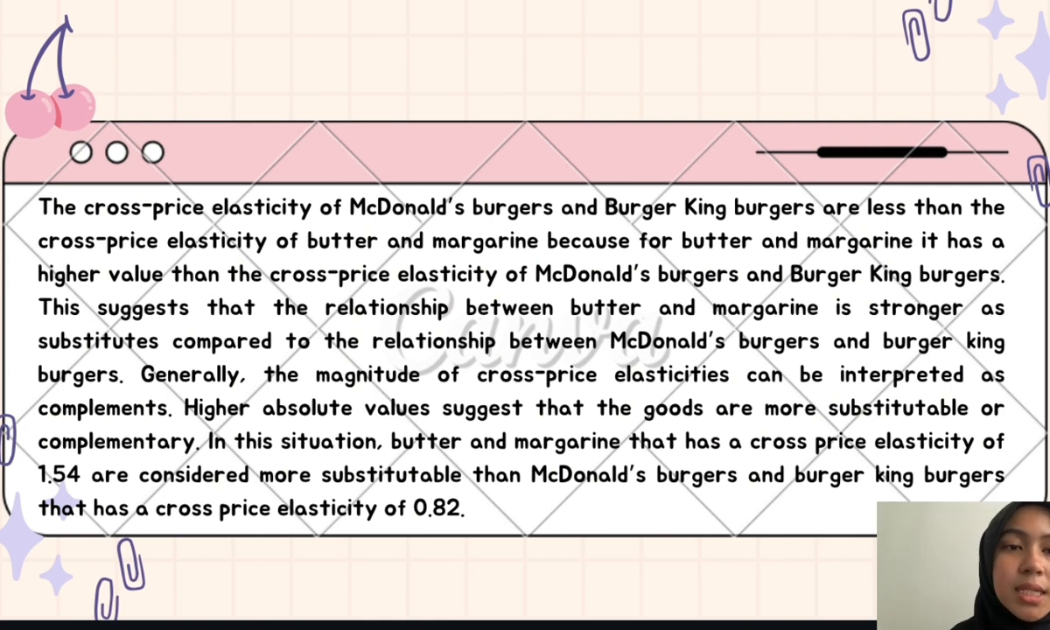This suggests that the relationship between butter and margarine is stronger as substitutes compared to the relationship between McDonald's burgers and Burger King burgers. Generally, the magnitude of cross price elasticity can be interpreted this way: a higher absolute value suggests that the goods are more substitutable or complementary. In this situation, butter and margarine, with a cross price elasticity of 1.54, are considered more substitutable than McDonald's burgers and Burger King burgers, with a cross price elasticity of 0.82.